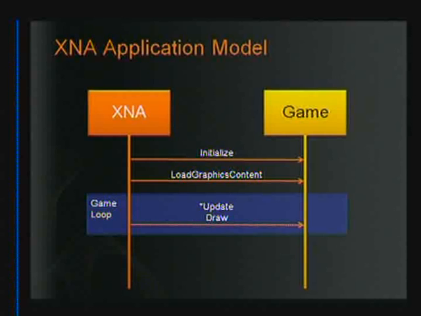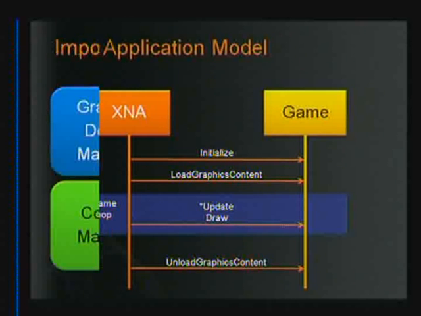The update method is used for updating the model, for doing something, calculating whatever we have to check, if we have some collisions. All those things are done in the update method. And in the draw method, we just draw everything to the screen. And then, if we shut down our game, there's an unload graphics content method, where we unload all our resources to free every resource we have used in our application.